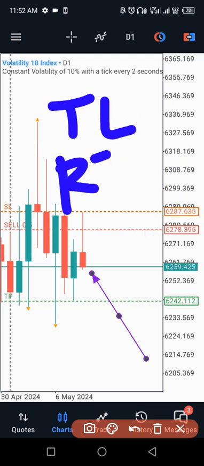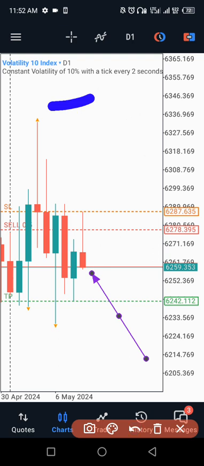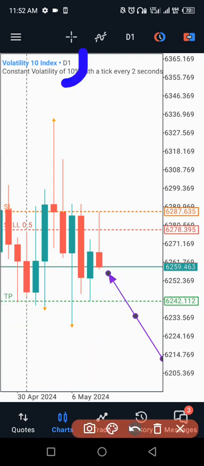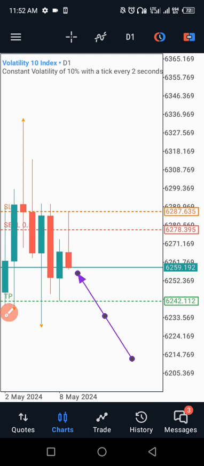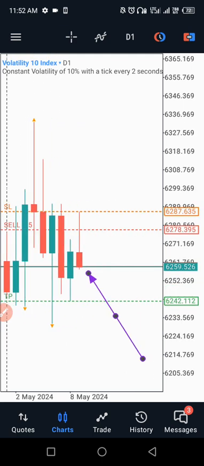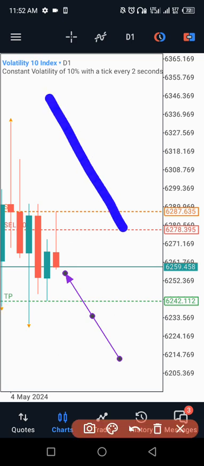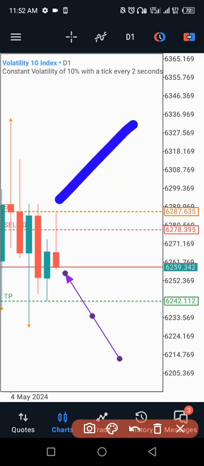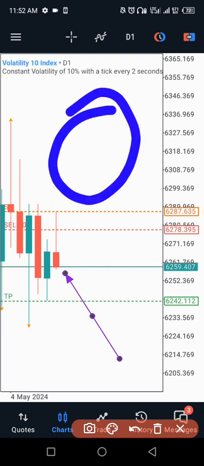The first thing you want to do whenever you open your chart is go to the time frame that you are comfortable with. As for me, I like doing my analysis on the daily time frame because it gives me a perspective of what I'm supposed to do. When I go to the daily time frame, I want to look out for the direction of the market. Is the market going down? Is the market going up? And then I want to look at the general behavior of the market.